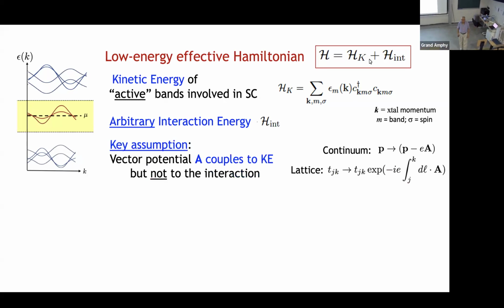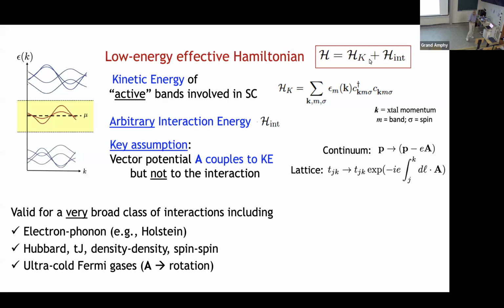Since we want to calculate the penetration depth or stiffness, which is the response to a vector potential, we should ask, how will the vector potential couple into this Hamiltonian? I would say that the vector potential couples only to the kinetic energy, but not to the interaction term. In the continuum, this is absolutely clear because p goes to p minus eA, minimal coupling. Or on a lattice, you get the Peierls phase factors. Now you can ask, is this assumption restrictive or is it reasonable? But this is the assumption I'm going to make.